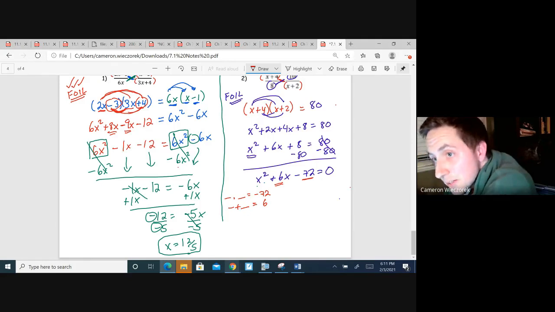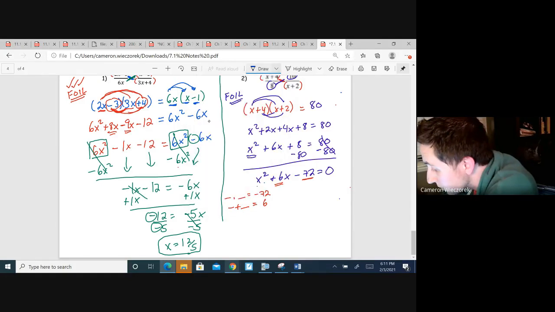Pause me. I want you to try this. Pause it, see if you can find the numbers, and then replay the video when you think you've got them. So you should have gotten positive 12 and negative 6. Okay. Needs to be a positive and a negative so that they multiply to a negative. So now to factor it, the only way to get x squared is if I have x's in front, and now my magic numbers go next to the x's. Positive 12, negative 6. Set them equal to 0.